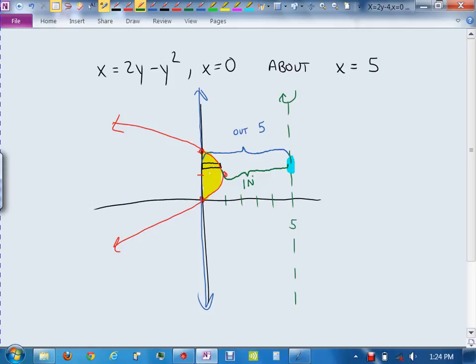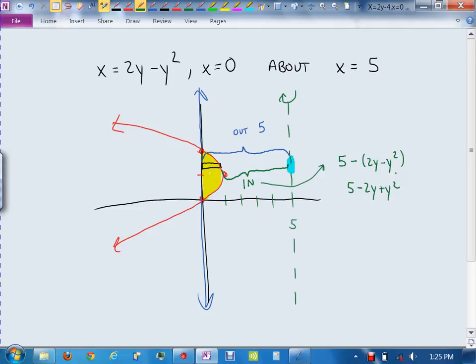And how much are you taking away from it? That much, right? And what is that much? The equation. So it's 5 take away 2y minus y squared. So the distance for the inner part, or the inner radius, is 5 take away the 2y minus y squared, which is just 5 take away 2y, add y squared. I just distributed the negative through. That's just the distances.